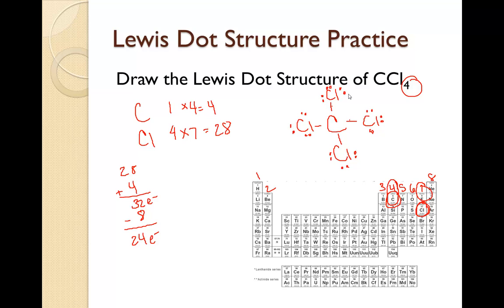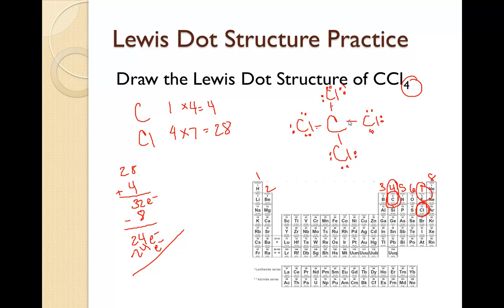Let's double check that everything's an octet. Chlorine has 2, 4, 6, and then 2 from the bond. Each of the four chlorines is the same: 2, 4, 6, and 2 from the bond. So we have a total of 8. Now carbon, 2, 4, 6, 8. We're all good because that's 8 as well.